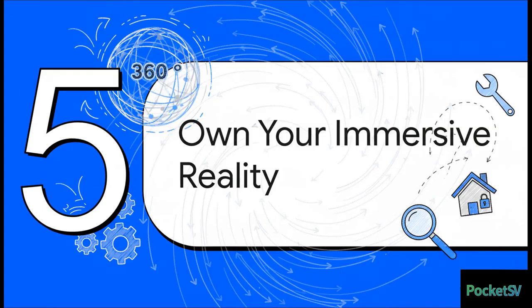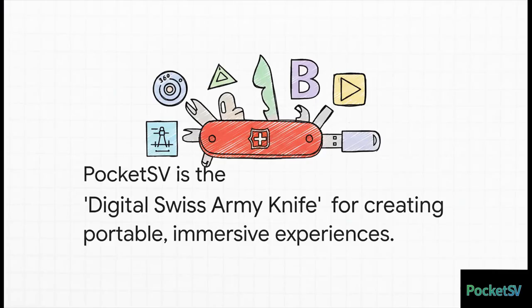So, as we start to wrap things up here, the main takeaway, the core message, is all about empowerment. It's about giving creative professionals the tools to not just create, but more importantly, to own their immersive reality. The source material calls PocketSV the digital Swiss Army knife for this stuff, and honestly, I think that's the perfect metaphor. It's this versatile, powerful, and totally portable tool that puts all the control right back where it belongs, in the hands of the creator.